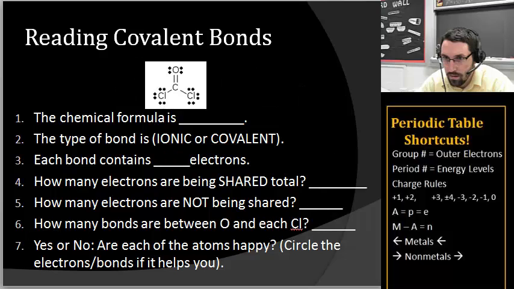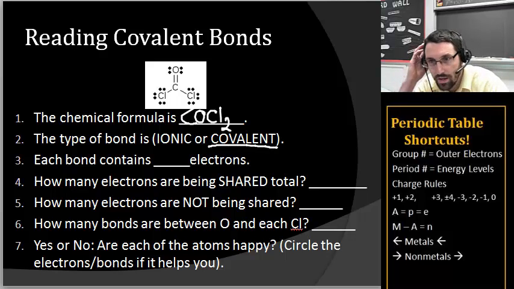The other sulfur also has 2, 4, 6, 8 electrons, so both sulfurs are happy. The next example we have is on the screen. The formula for this one is going to be COCl2. Covalent because the same reasons before. They're all nonmetals and there's lines connecting them.